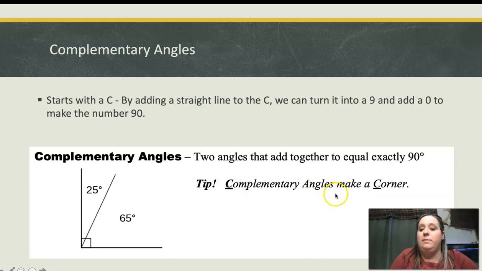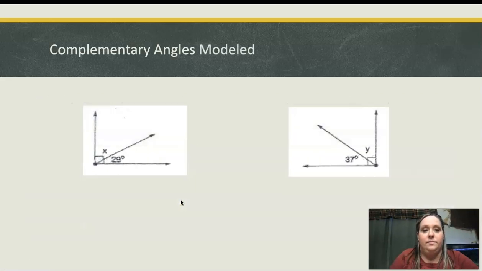Tip: complementary angles make a corner, and they do. And whenever you see this symbol, it looks like a box, this means 90 degrees. So this one's 65, this one's 25, they add up to 90 degrees.